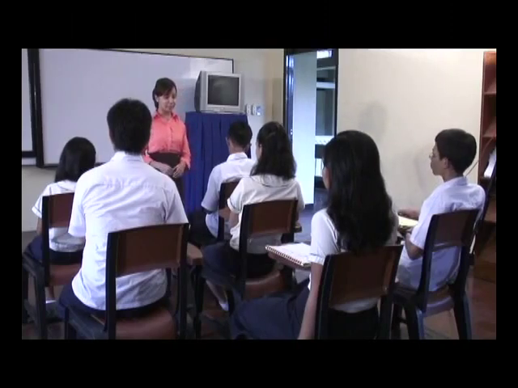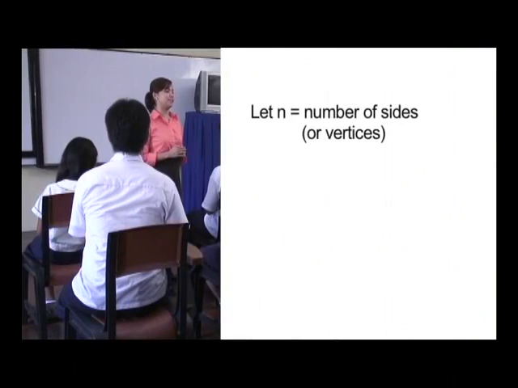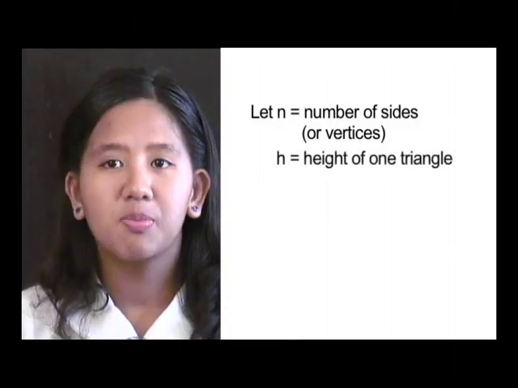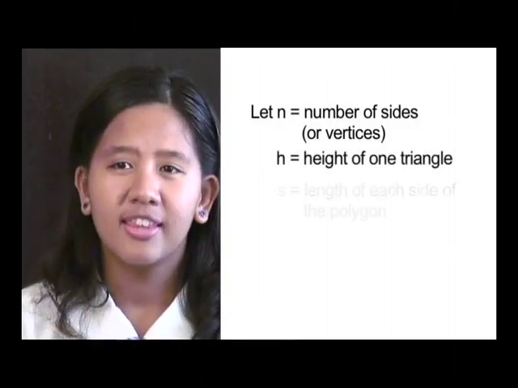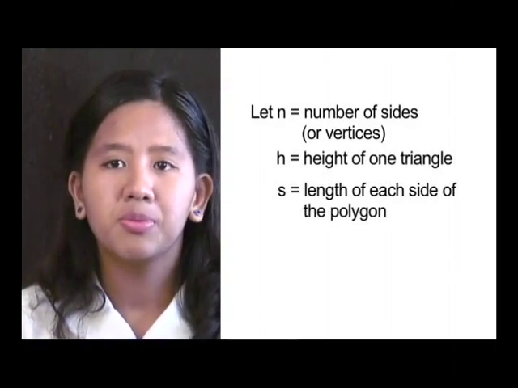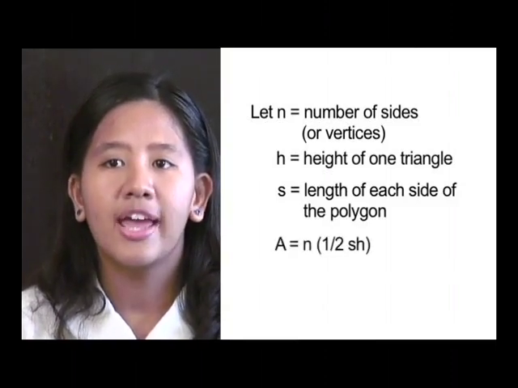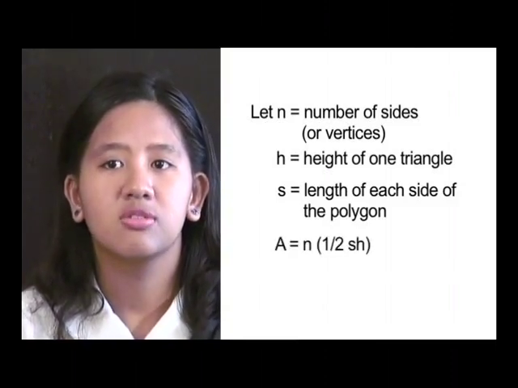How does that enable us to determine the area of the polygon? We just get the area of one triangle and multiply by the number of triangles. Can you give an explicit formula for the area of a regular polygon? Let n represent the number of sides or vertices. If we let h be the height of one triangle and s the length of each side of the polygon, then the area A would be n times the area of one triangle, or A equals n times 1/2 sh.